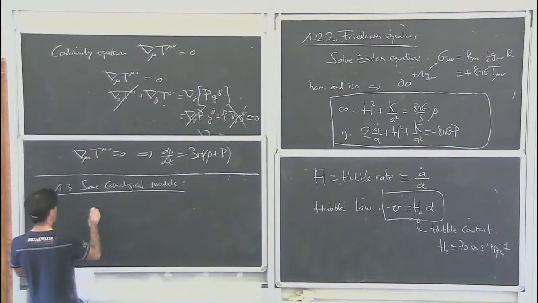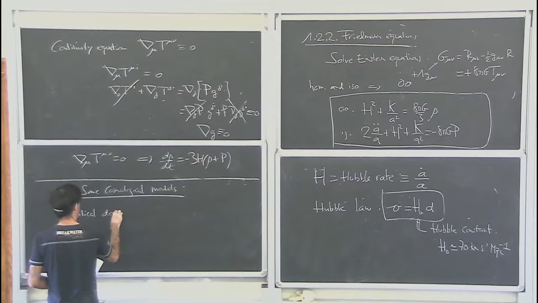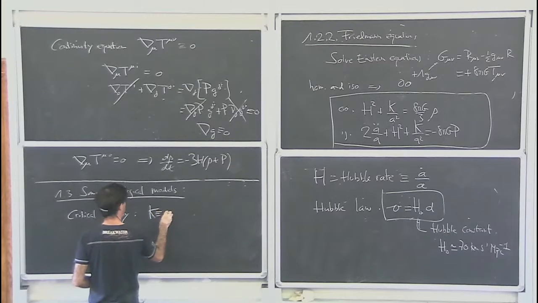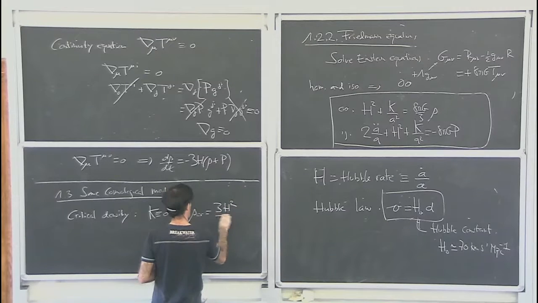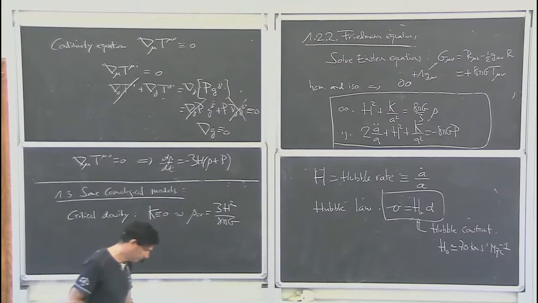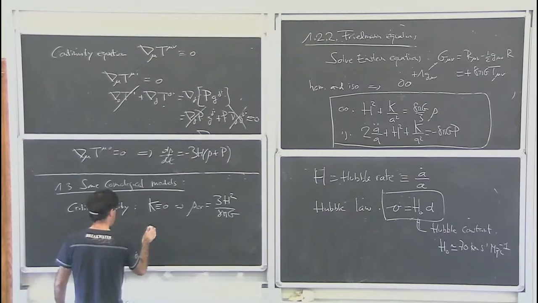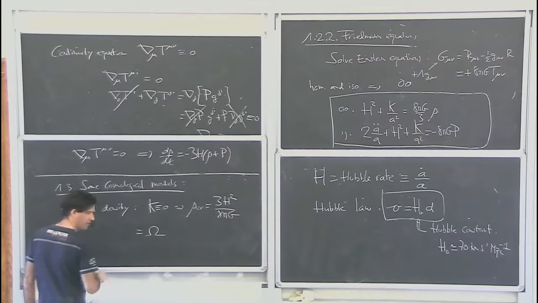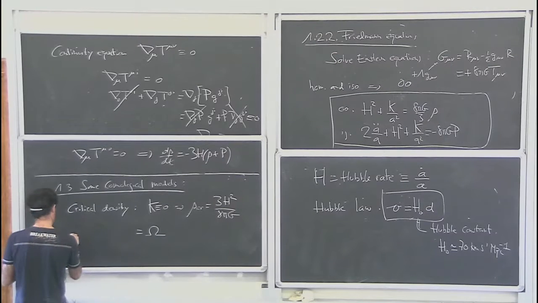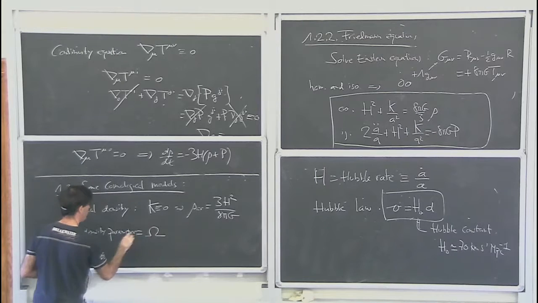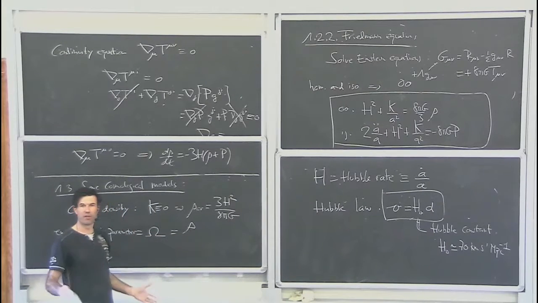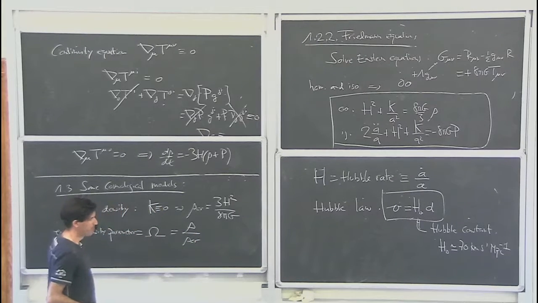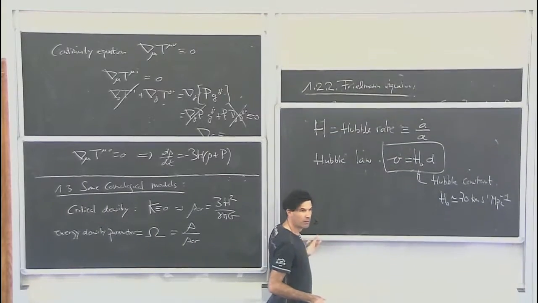So this critical density, you basically set k equals zero. And that implies that the first Friedmann equation tells you that rho, which is now the rho critical, is 3H squared divided by 8 pi G. And then it's convenient to introduce something known as the energy density parameter. In cosmology, people like to write it as capital Omega. This capital Omega is the ratio between the energy density in your universe and the critical energy density. So when Omega is exactly one, you have a flat FRW universe.